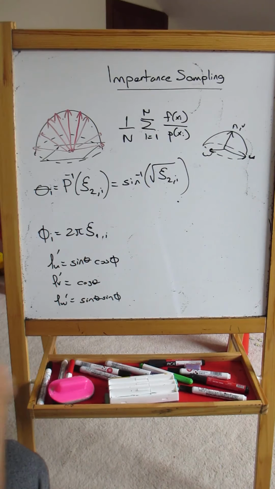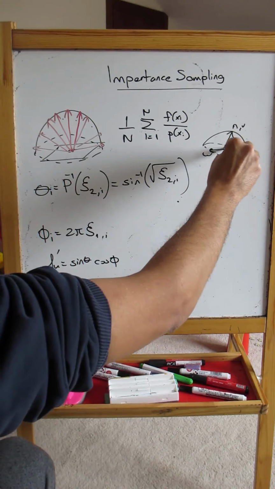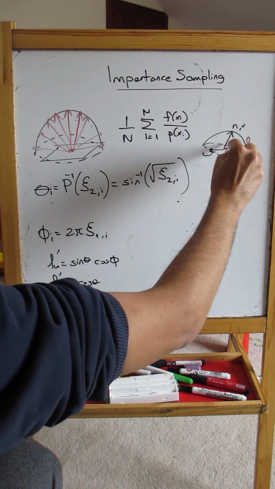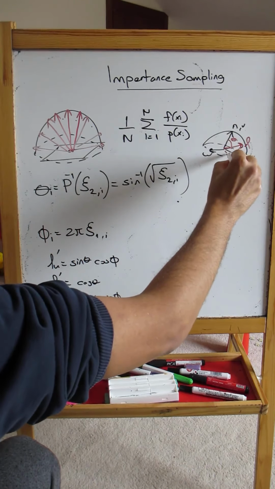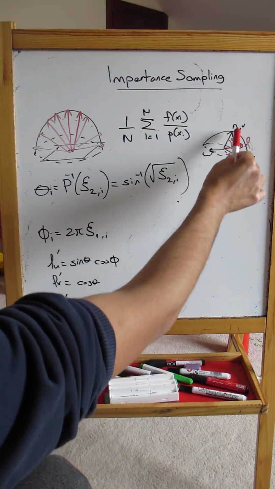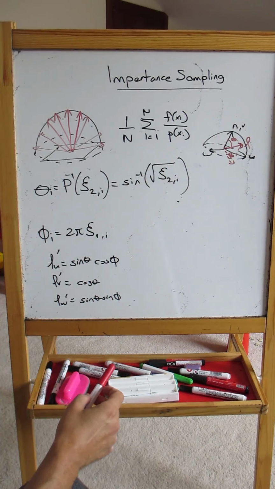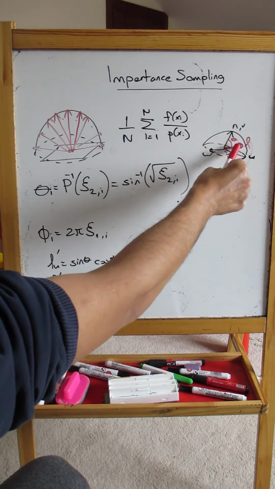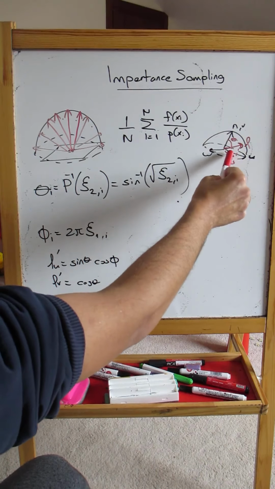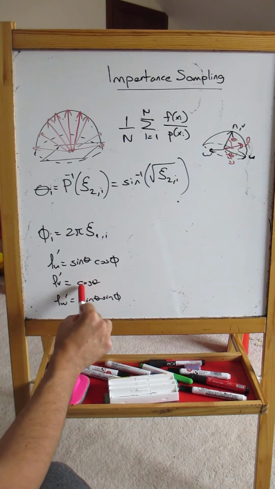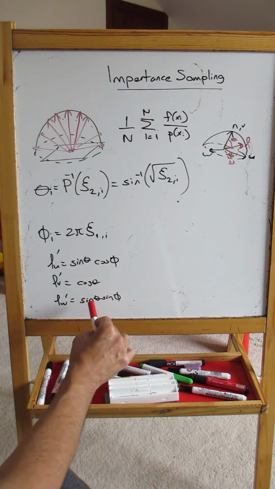Okay, so we generate a vector here, L. And we call this theta, and we call this phi. So from this geometric configuration, assume that there's an orthonormal basis U, V, and W. If you have a vector L which makes an angle of theta with the V axis and phi with the U axis, then LU prime is going to be sin theta cos phi, LV prime is going to be cos theta, and LW prime is going to be sin theta sin phi.